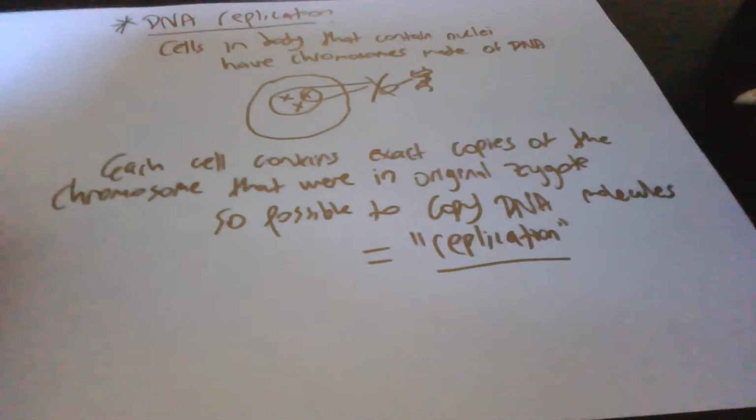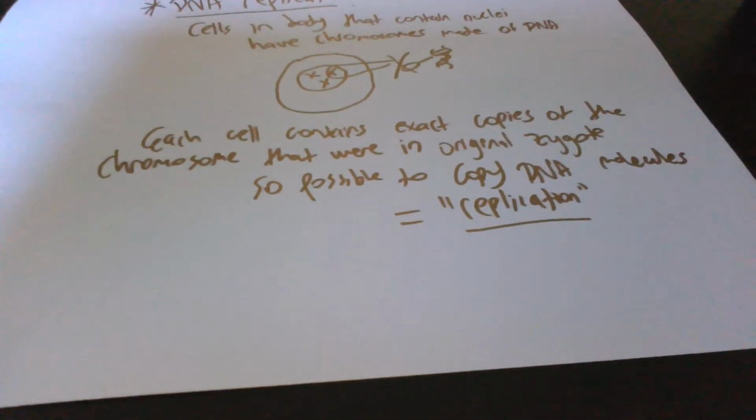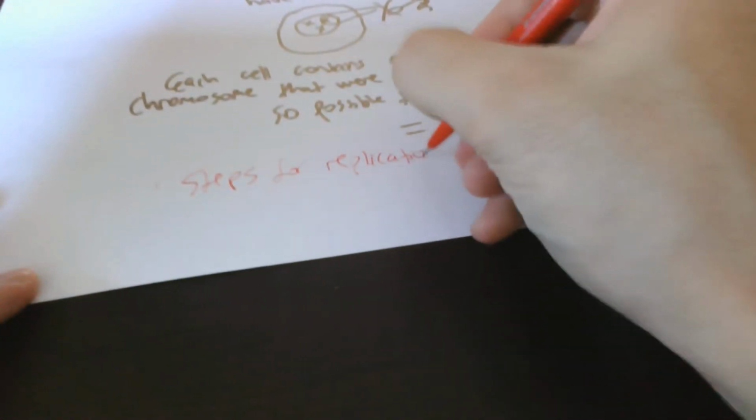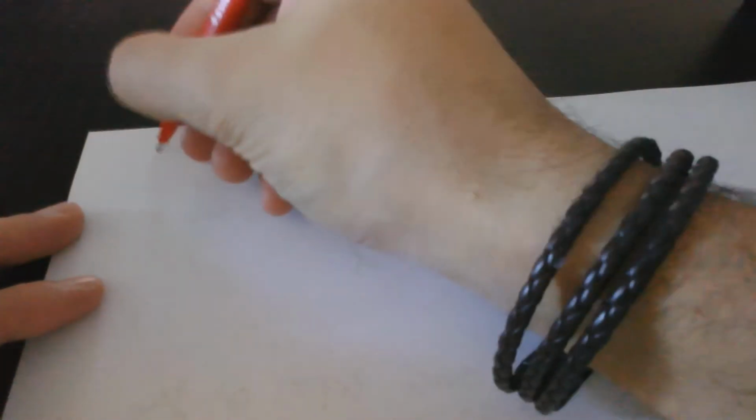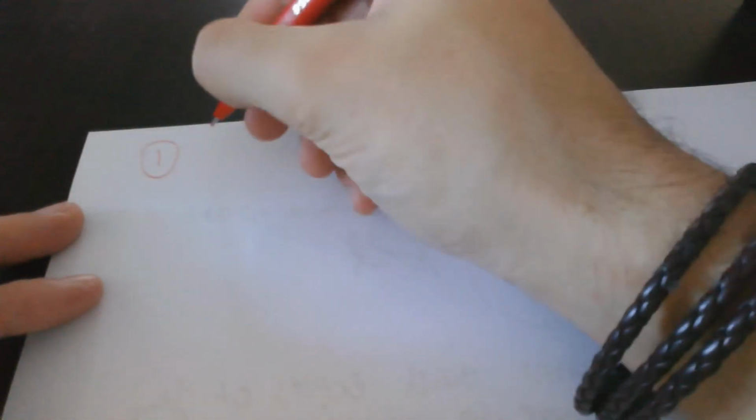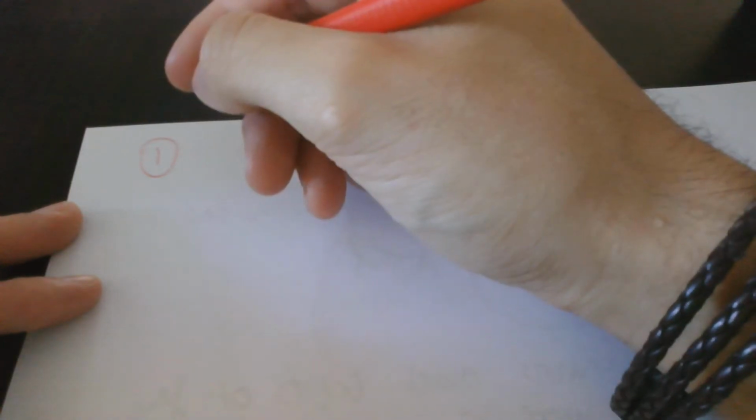Okay, what are the steps to DNA replication? So here they are. Let me start a new page actually. Okay, so here we go. Step number one. You can think of this with an analogy of zipping and unzipping something, like a bag or a pair of jeans, right?